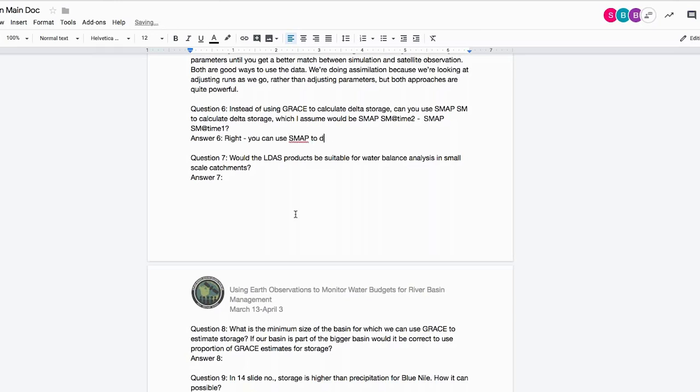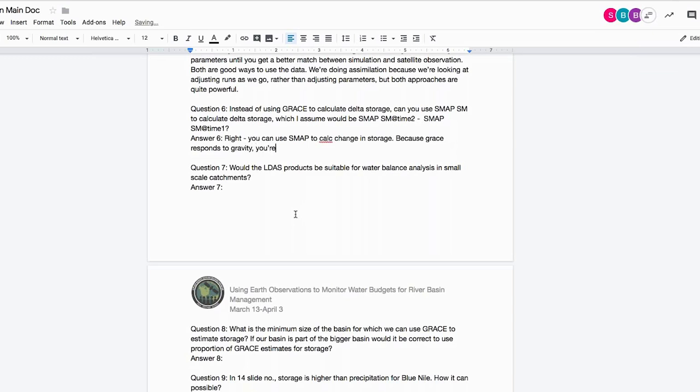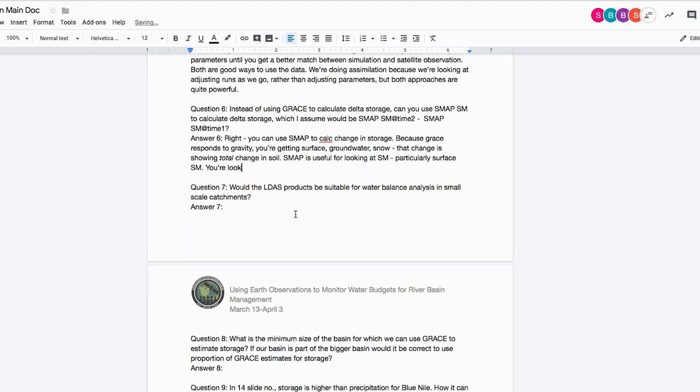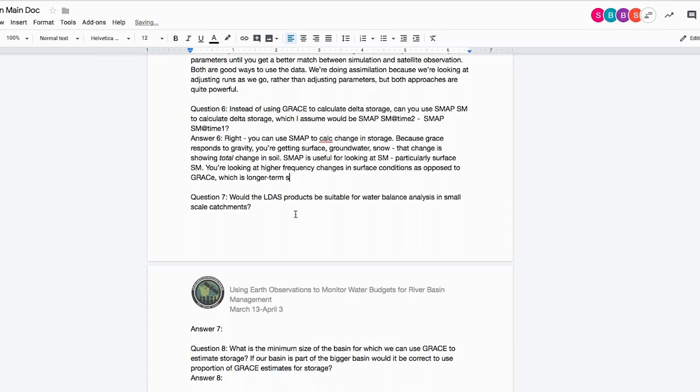The difference with GRACE is that GRACE, because it's responding to gravity, is really integrating water storage. And so you're getting surface water, soil moisture, groundwater, snow in places where that matters, but not in our study region. And so that change is showing our total change in storage. SMAP would be very useful for looking at changes in soil moisture, particularly surface soil moisture, since the microwave doesn't penetrate more than a few centimeters. So you're really looking maybe at higher frequency changes in your surface conditions as opposed to GRACE looking at these longer term storage changes.